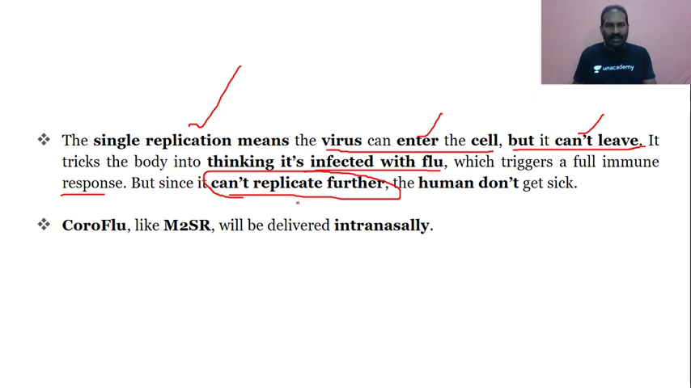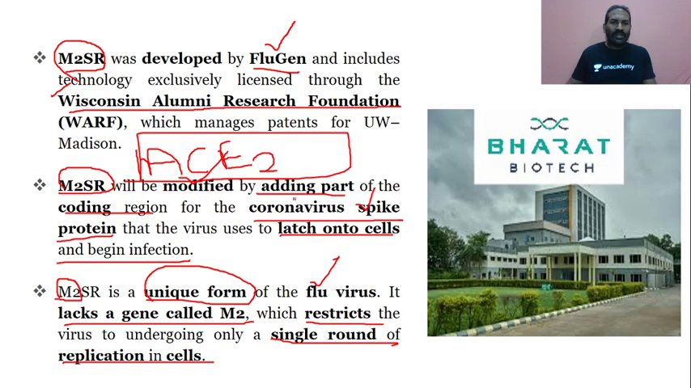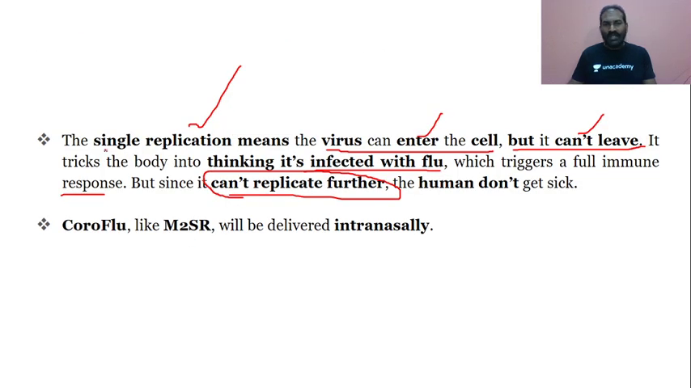As I have said in the earlier case, the spike protein enters into the human cell through the receptor ACE2, which has an affinity to the spike protein, and in turn the virus will multiply. But here in this case, with this single replication through the M2SR, there will not be any multiplication or further replication, and the human doesn't get sick because no multiplication is happening because of the M2SR. The human being doesn't get sick, or there are no symptoms of coronavirus.